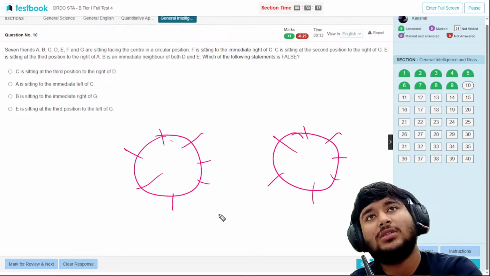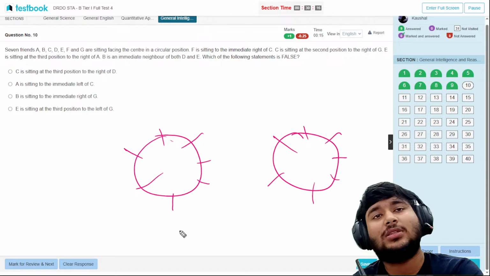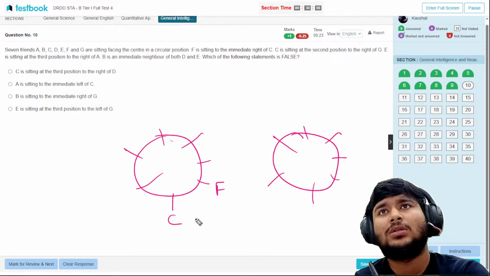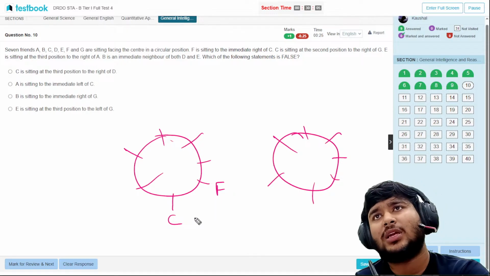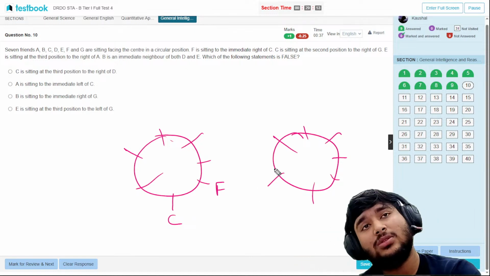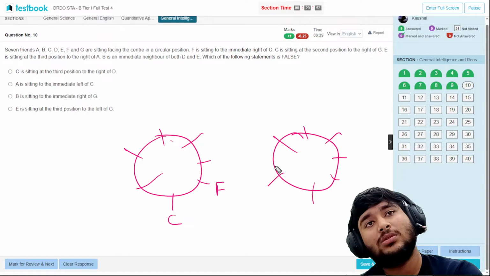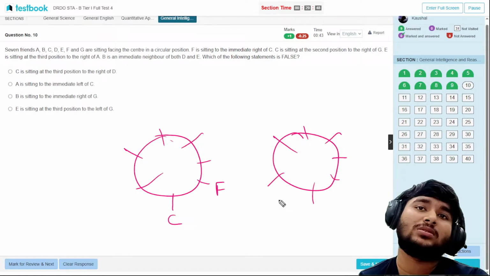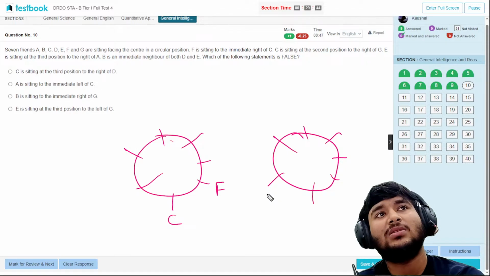F is sitting to the immediate right of C. C is sitting at the second opposite to the right of G. Second opposite, what does it mean? Second opposite to the right of A. He is sitting at the third position.